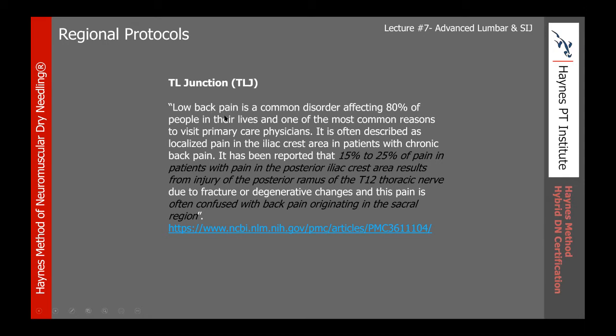So, at the TL junction, just a little research here: 15 to 25% of pain in patients with pain in the posterior iliac crest area results from injury of the posterior ramus of the T12 thoracic nerve. And it's often confused with back pain originating in the sacral region. So the TL junction is very critical in dealing with any of the lumbar spine. As you recall, our lamina is much more narrow there. It's a much more potentially unstable region because of its size and how it's structured.